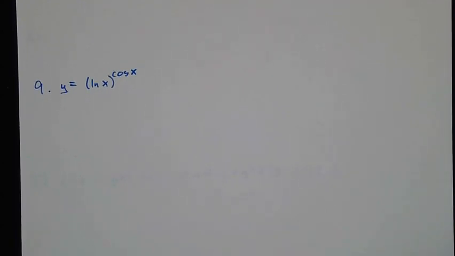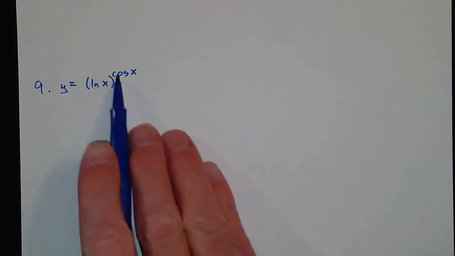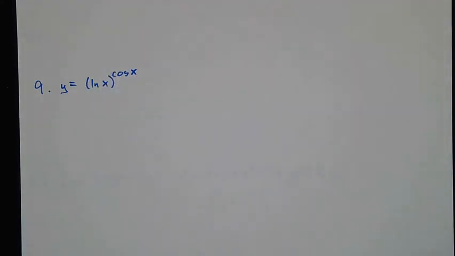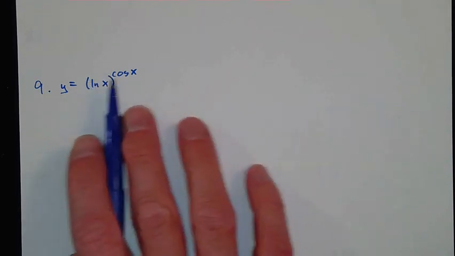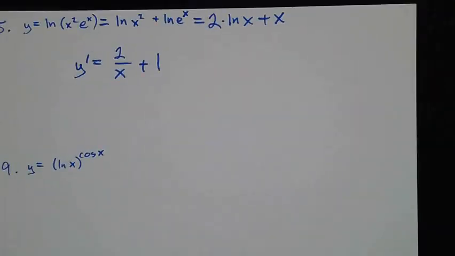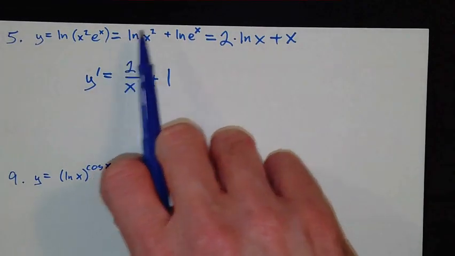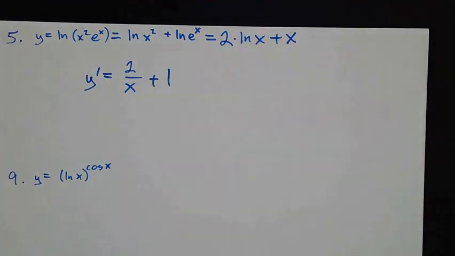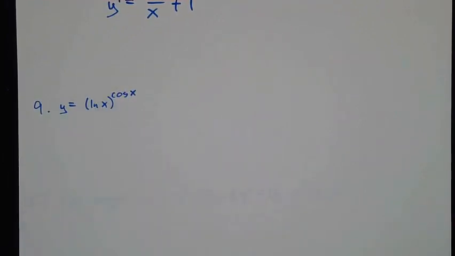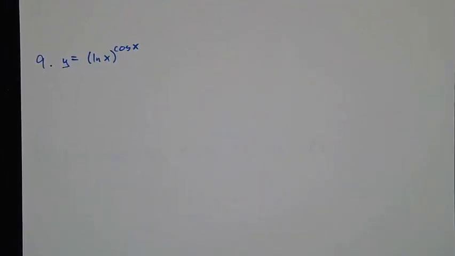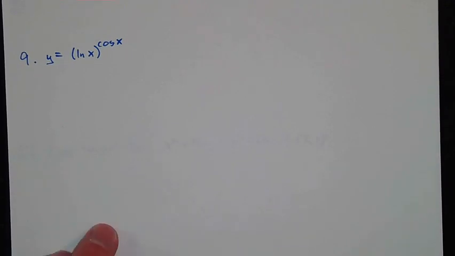Question number 9 jumps out at me as a unique case where I have a function raised to the power of another function. Notice it's not x to the cosine of x, but it's the natural log of x to the cosine of x. So this property that I used back here, when you've got log of something raised to a power, that's different than the entire log raised to the power. And the way that we saw of doing this was pretty recent. We used something called logarithmic differentiation.